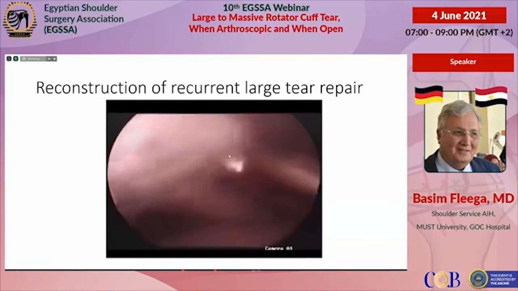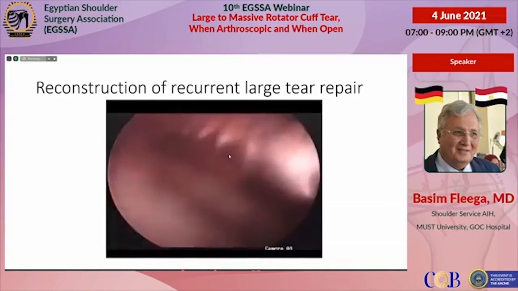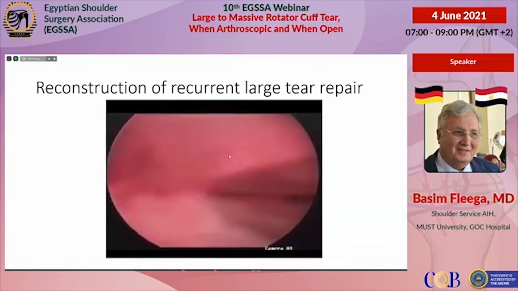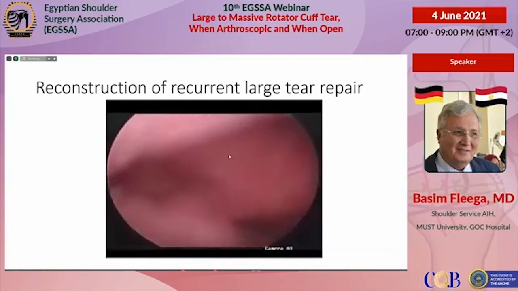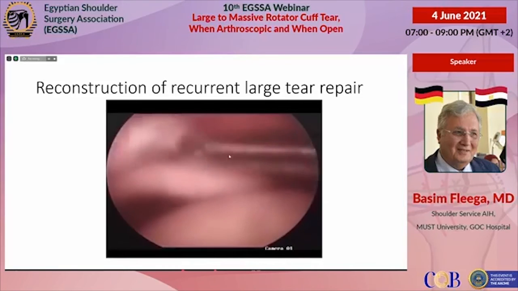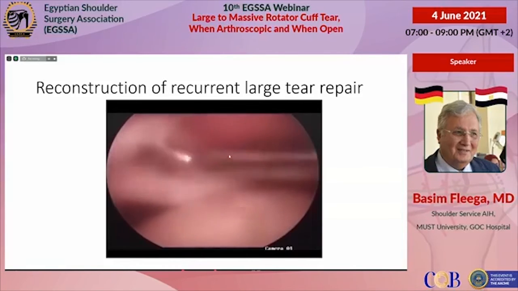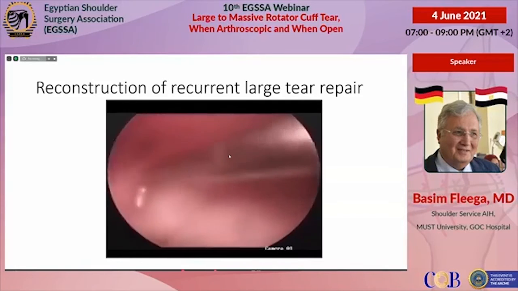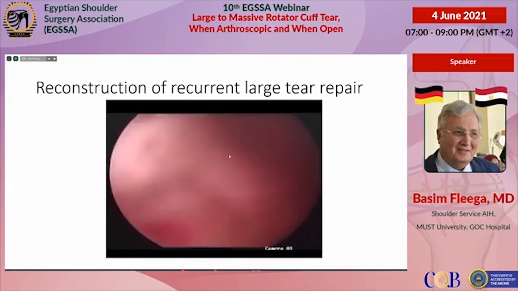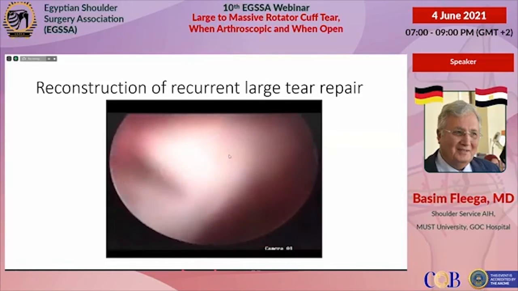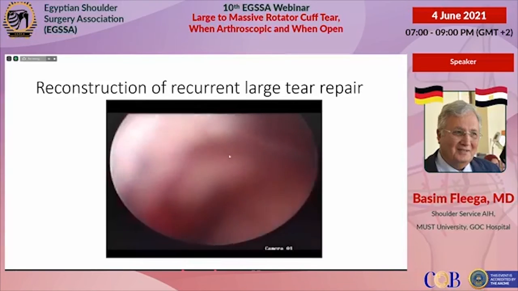Then we mobilize the rotator cuff from below and above using a shaver, scissors, and arthroscopic punch forceps. Then we test the supraspinatus pull-out test, which is positive in this case. And then we place the suture through the tendon and through the bone.